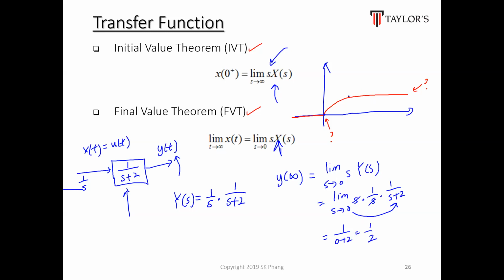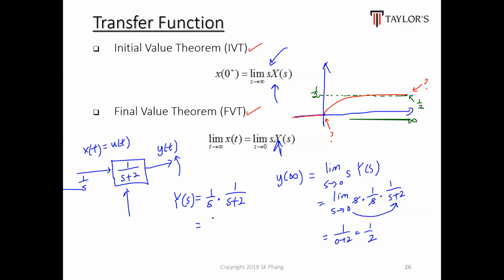So this particular value is half. Your y will go to half when the time is infinity. So y(infinity) is half. That is how you can make use of the final value theorem. If you want to solve using Laplace transform, that is also okay. You can also find the final value.